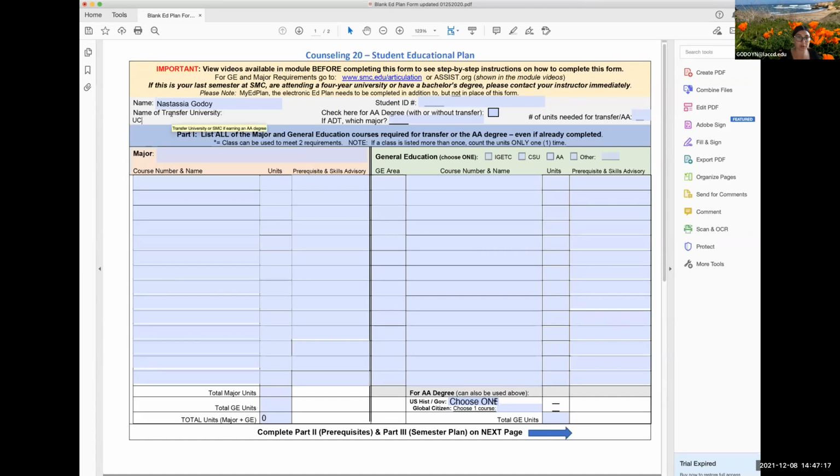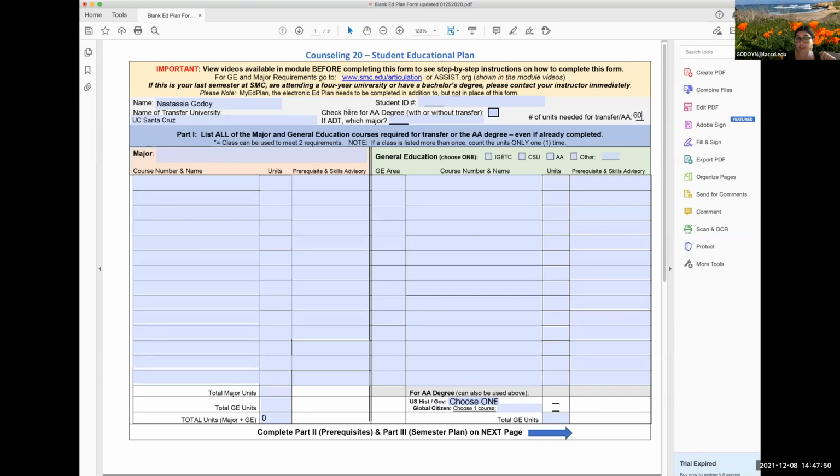Okay, so what you want to put first is the name of the transfer university you're interested in if you're thinking about transfer. I'm not going to get an associate's degree because I want to go to a UC. I don't need to get an ADT, so I'm not going to check anything there. And I know I need 60 units at least to get to a UC or a Cal State. So what you should have filled out so far is your name, the name of the transfer university you're interested in, and whether you are going to get an associate's degree.